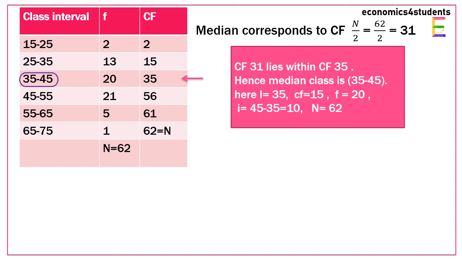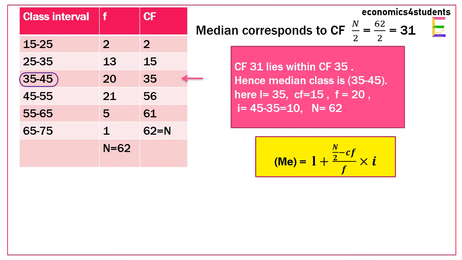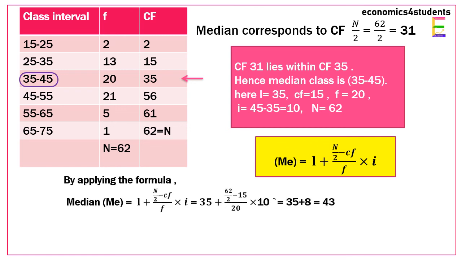Now we will apply the formula ME is equal to L plus (N/2 minus CF) by F into I and substitute the values in this formula. After calculating, we found that median is equal to 43.